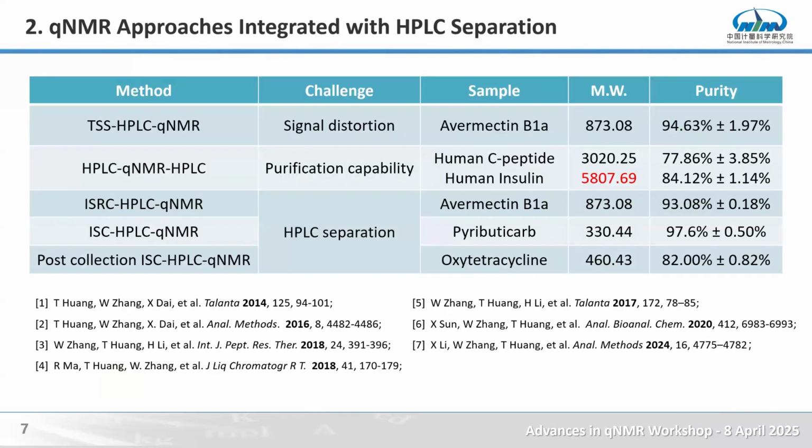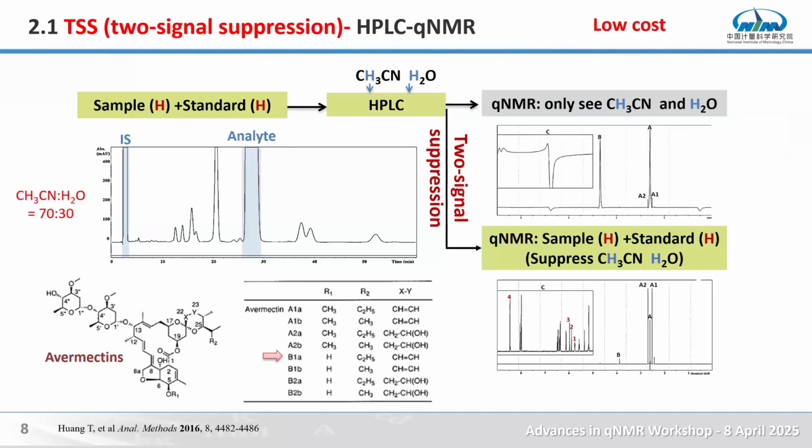A series of qNMR approaches integrated with separation have been developed by our team to enhance the measurement selectivity. Through these technologies, accurate quantification of relatively low purity samples can be achieved, and the sample targets cover small molecule drugs with molecular weight less than 500 to proteins, or large peptide molecules such as human insulin with a molecular weight greater than 1500.